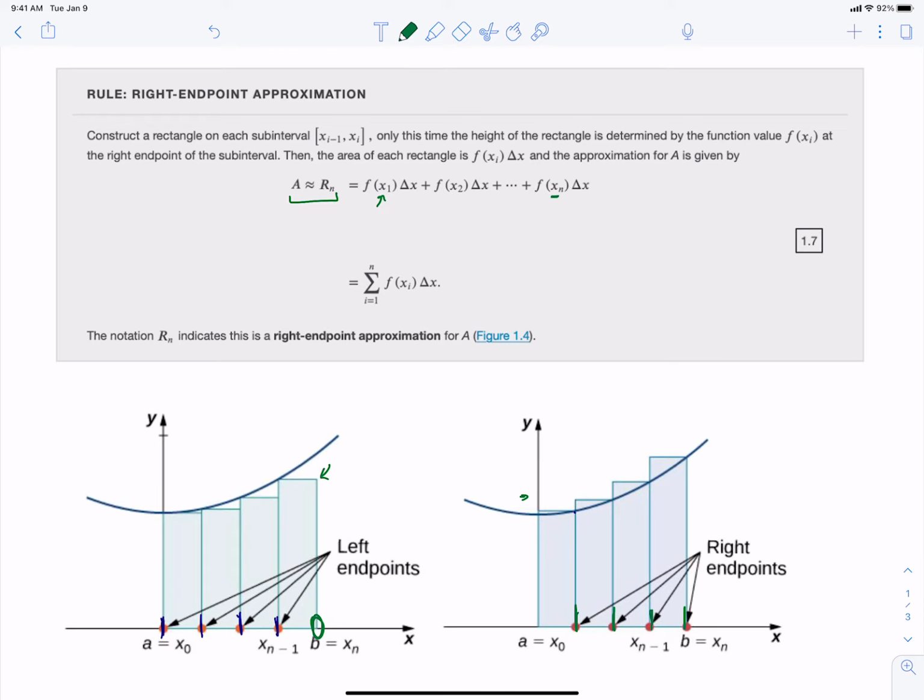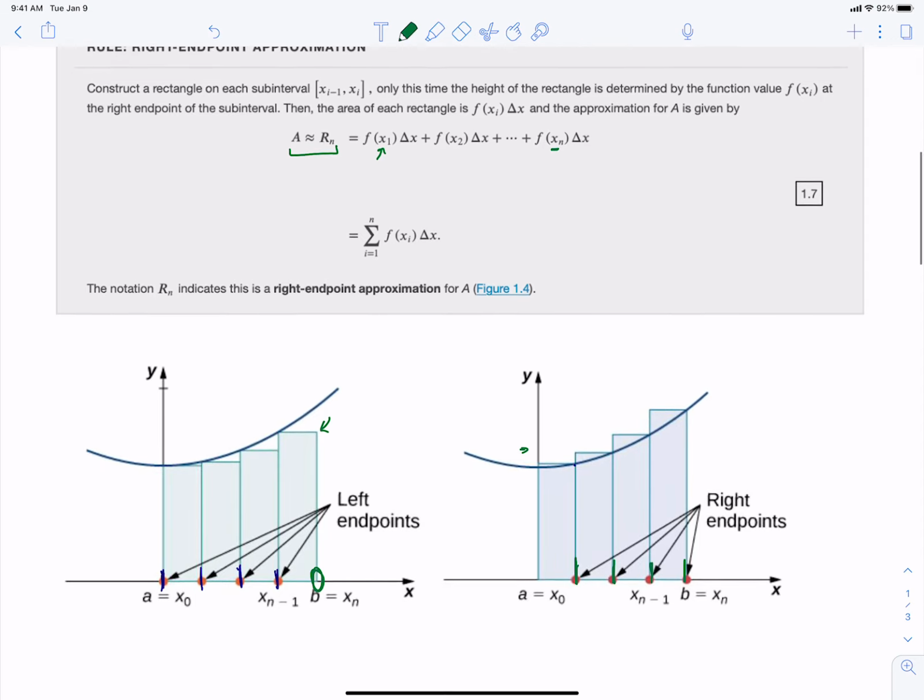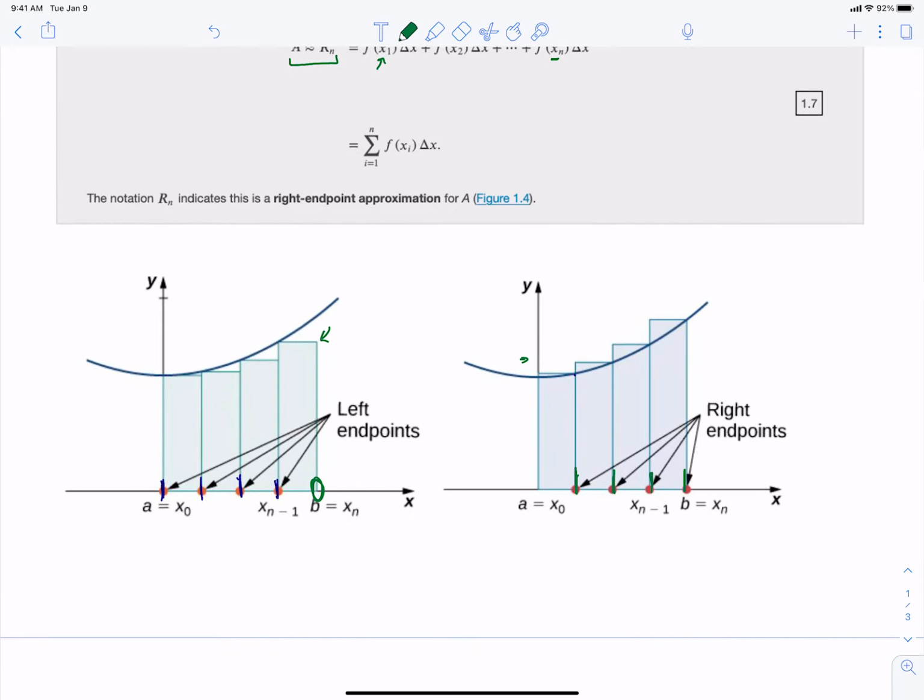And we can again shorten up that notation as a summation from i equals 1 to n of f of x sub i times delta x. So again, when we're plugging in that endpoint here, we're getting the height of that rectangle.